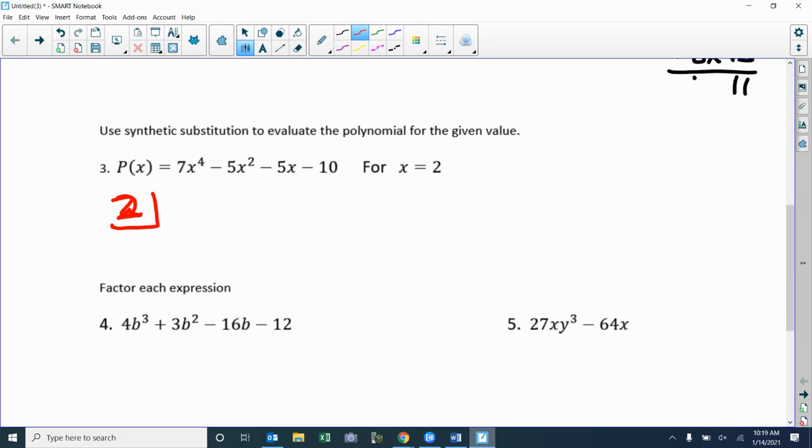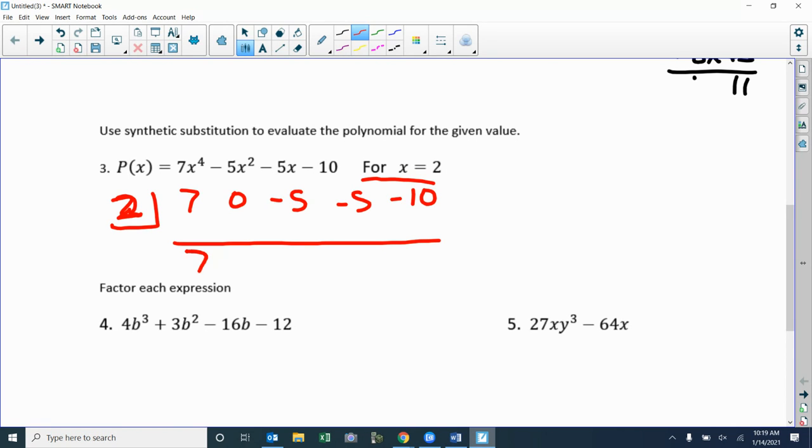So we're gonna put 2 in the box, because that's already solved for. I've got 7, I'm missing the cube, so I gotta put a 0. -5, -5, -10. Again, you see a theme, I've been coming along here to make sure everybody knows we gotta put those zeros in if we're missing, right?